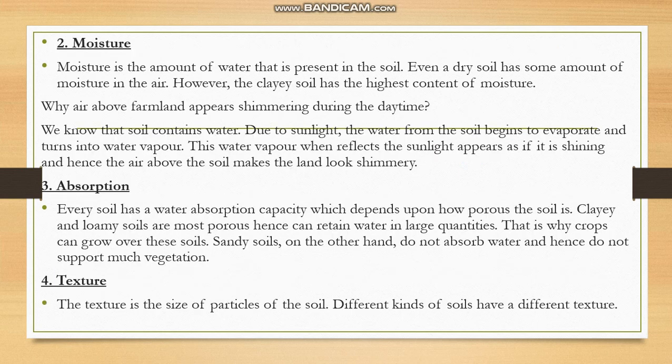The next is moisture. Moisture is the amount of water which is present in the soil. Even a dry soil has some amount of moisture in the air. However, clayey soil has the highest content of moisture. Next is absorption. Every soil has a water absorption capacity which depends upon how porous the soil is.